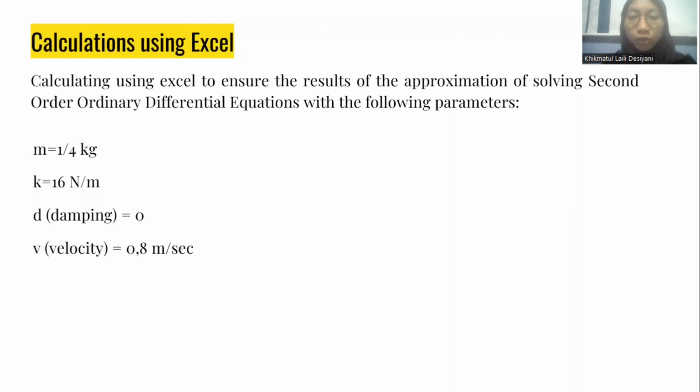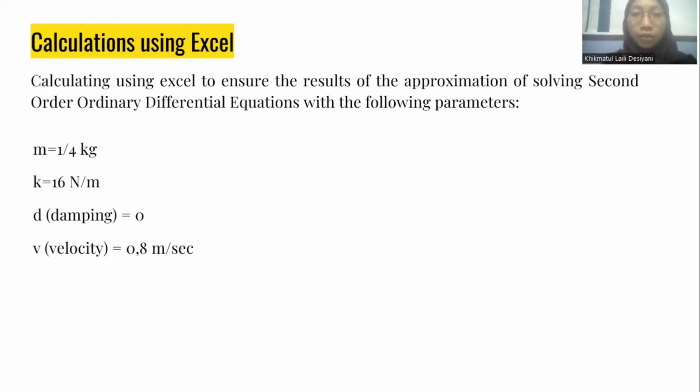Okay, next we do the calculation using Excel. We calculate using Excel to check the results of the approximations for solving the second order ordinary differential equation with the following parameters: m equals 1/4 kilogram, k equals 16 N per m, damping d equals 0, and velocity v equals 0.8 meter per second.